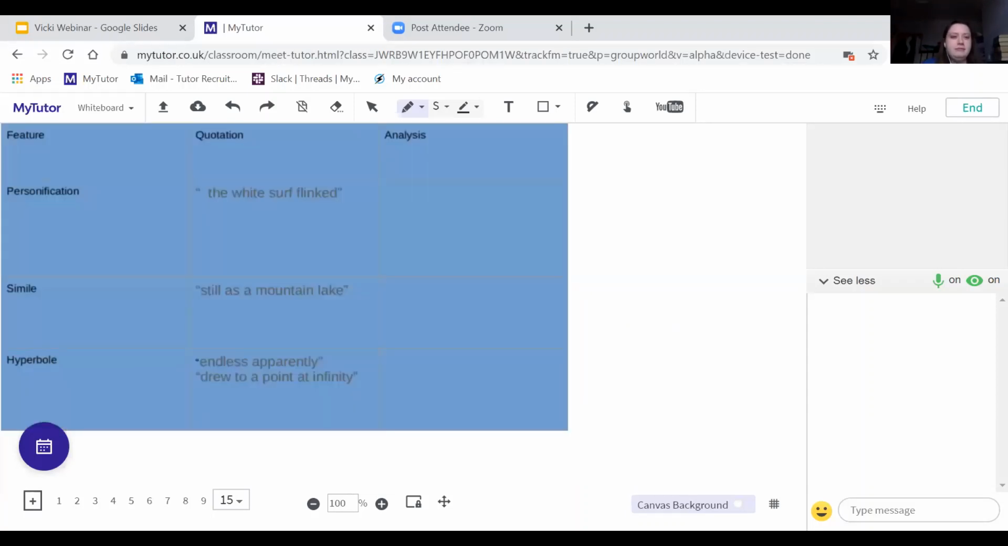Fabulous. Right, okay. So personification then, the white surf flinked. So what could you say about that? We could say it's reflective of the atmosphere. We've got a calm, tranquil nature.